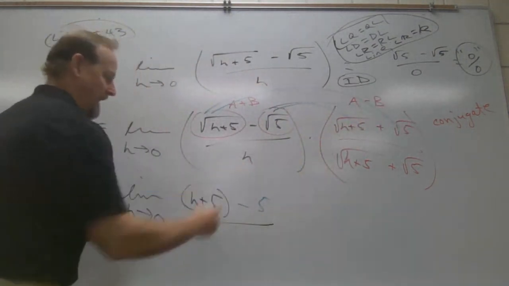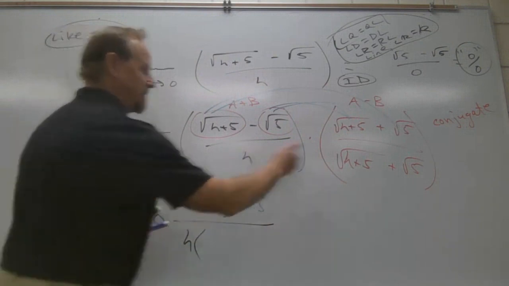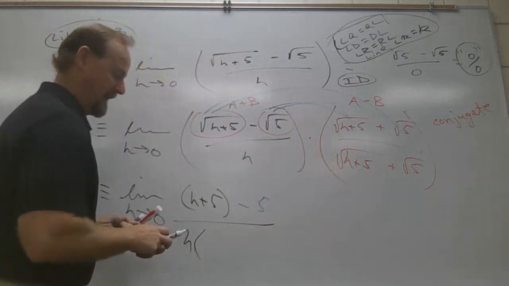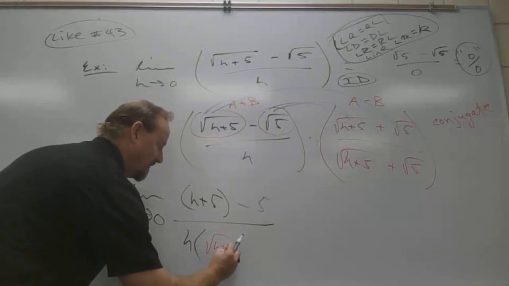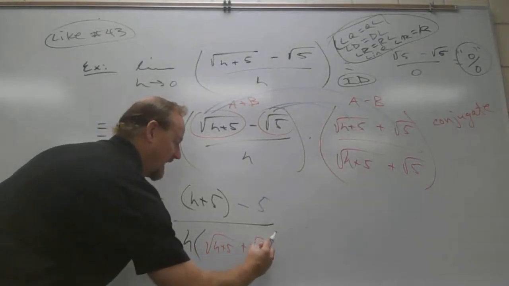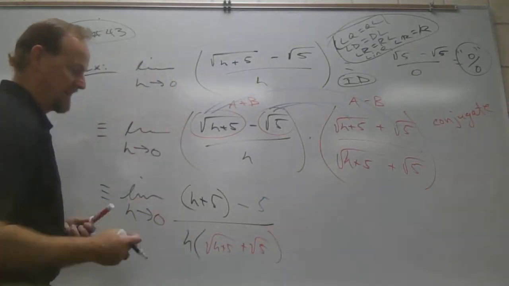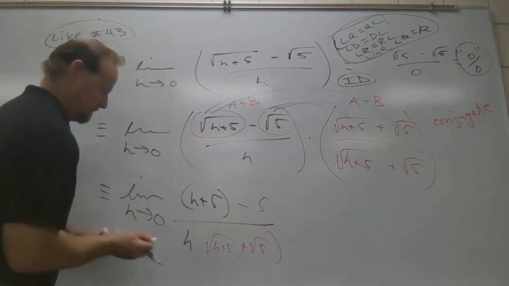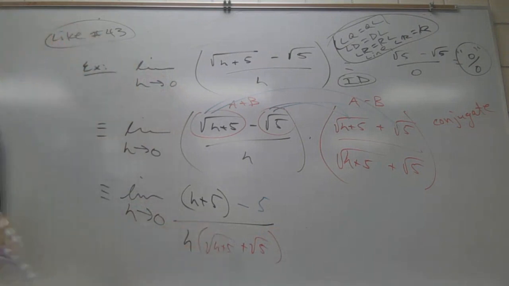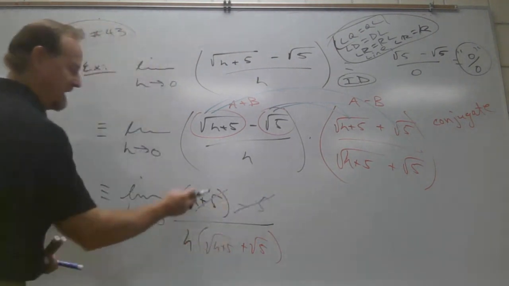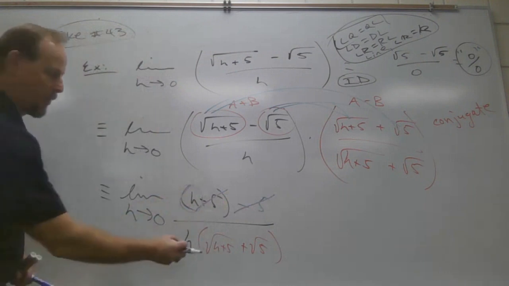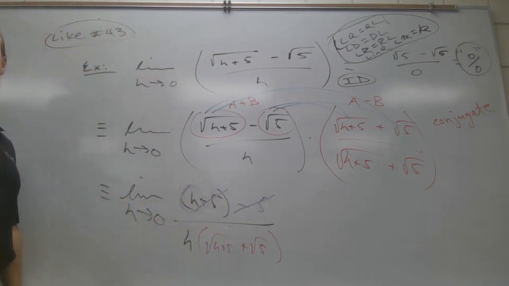And then all over, what? Do not multiply the bottom together. Do not multiply it. Leave it factored. Square root of h plus 5 plus square root of 5. All right, got this. What happens on top now? These 5s cancel. I get h. I'm left with an h on top over h times that red thing.